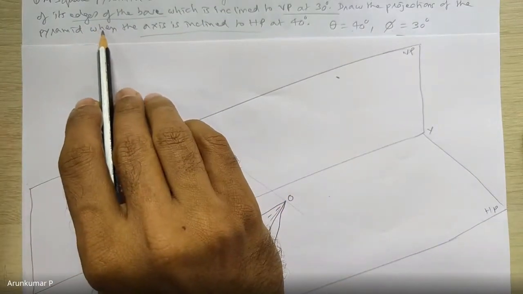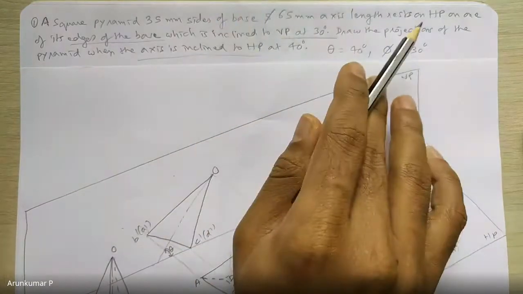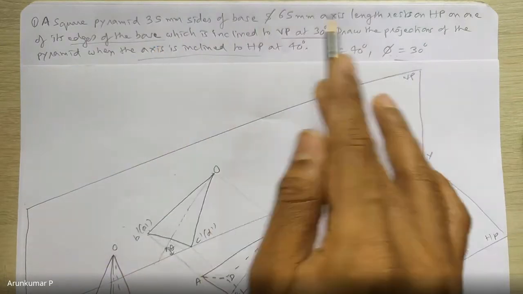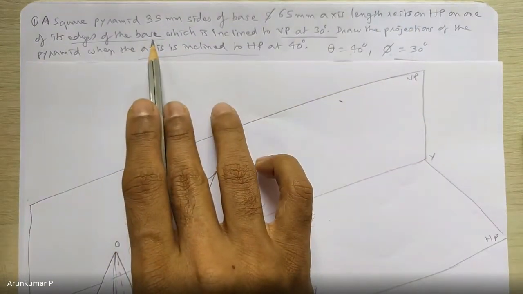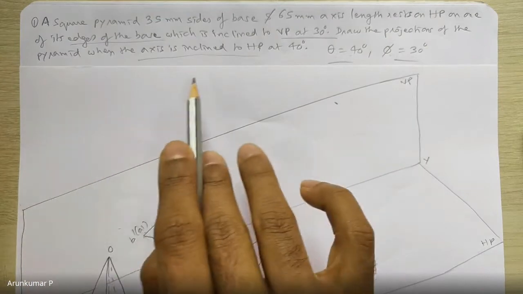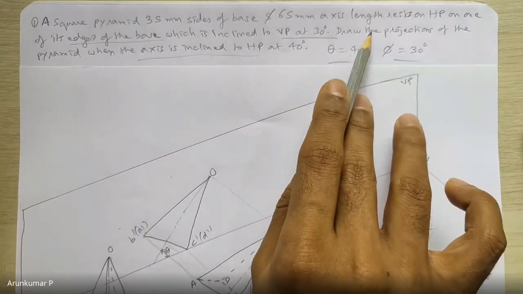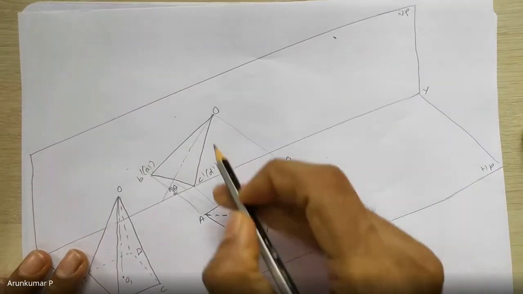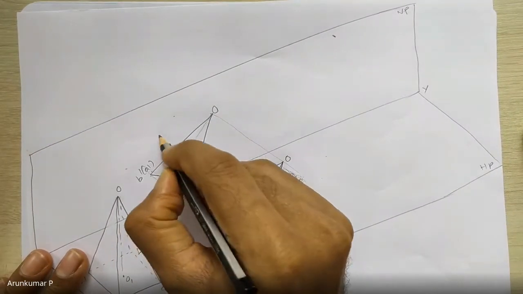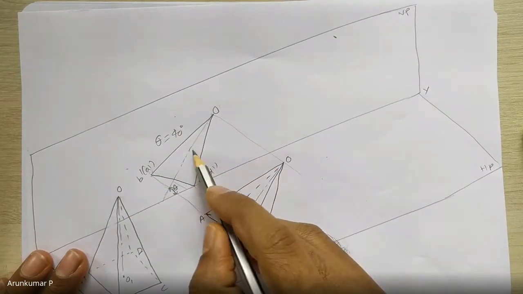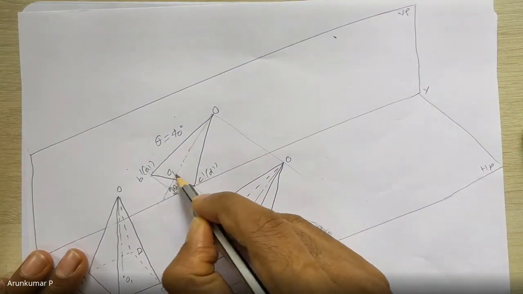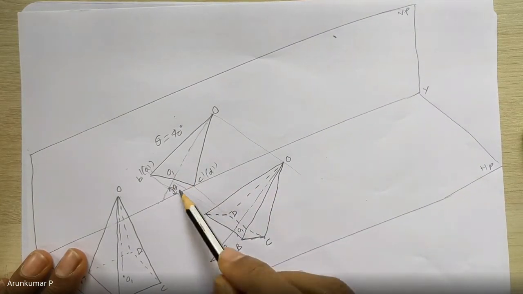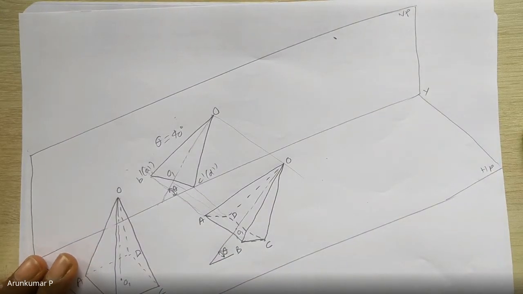Now the point to be noted, are the conditions satisfied? See, the conditions were very simple. You should have one of the edges of the base on HP. So it is resting on HP on one of the edges of the base. That is very clear. Okay, and for that to happen, the axis is inclined to HP at 40 degrees. Now, is the axis inclined at 40 degrees? In this case, theta is 40. So the axis is inclined. So this O1 is the axis. Even here you can see O1 is the axis. It is inclined at an angle theta. So that condition is satisfied.